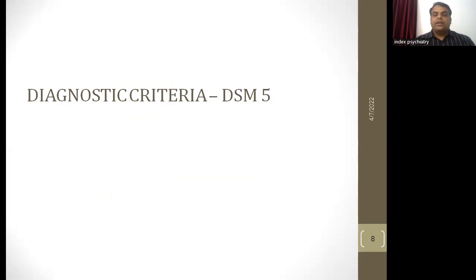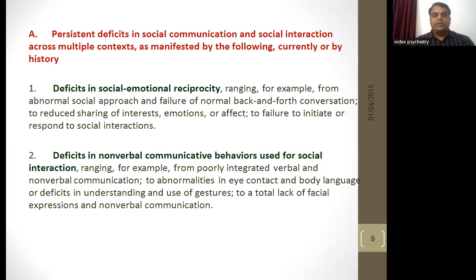Diagnostic criteria for DSM-5 is persistent deficit in social communication and social interaction across multiple contexts, as manifest by the following currently or by history. First one is deficit in social emotional reciprocity. Second one is deficit in non-verbal communicative behaviors used for social interaction.